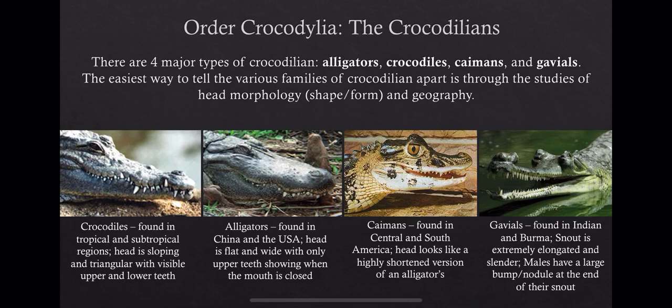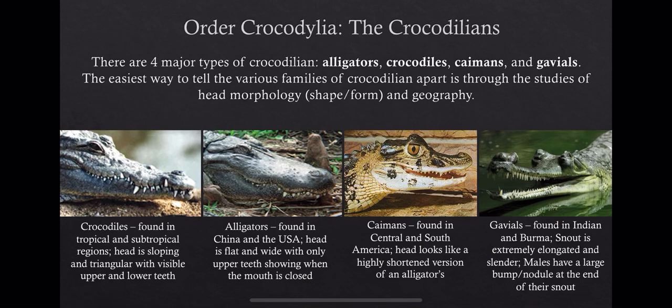Caimans look very similar to your alligators, except they are like little shortened, miniaturized versions. I say miniaturized, but they can be like 6 feet long. However, they are not nearly as large as your alligators. They also have a much shortened version of the head where it's not quite as elongated. Also, you can notice that their eyes are much more prominent and do stick up a bit higher than your alligators would. Your gavials are probably the easiest to identify.